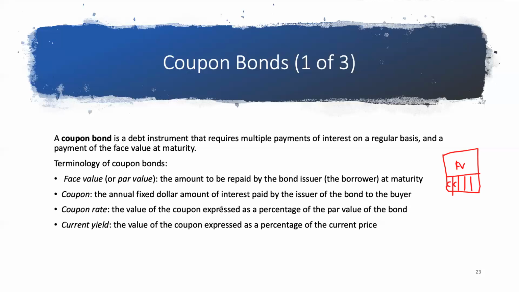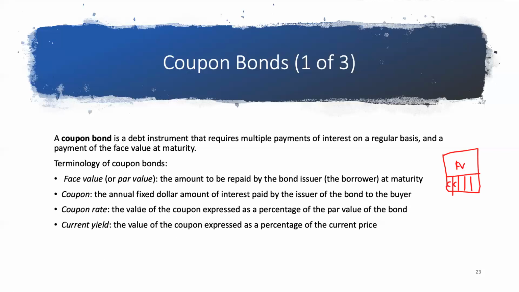Okay. So a couple of things to keep in mind. The coupon rate tells me what the value of the coupon is, expressed as a percentage of the face value. The face value is also called the par value. Par value, face value, they're the same thing. So the coupon rate is basically the coupon payment, whatever is the amount here, over the face value times 100%.